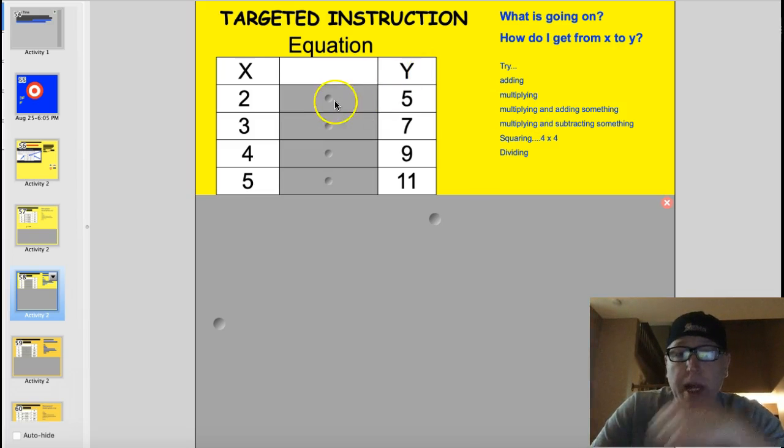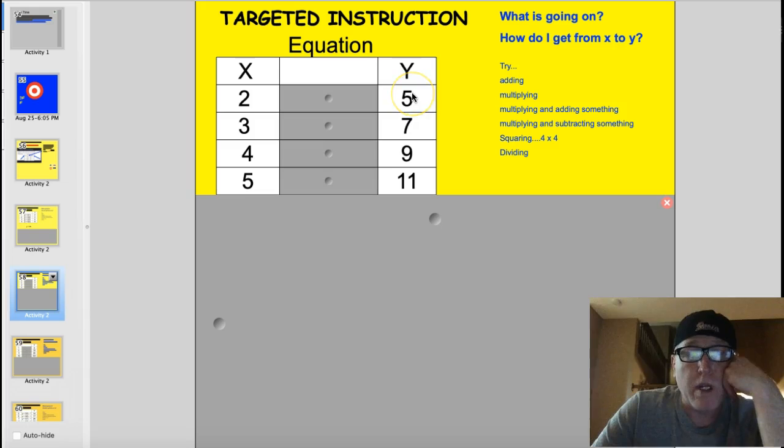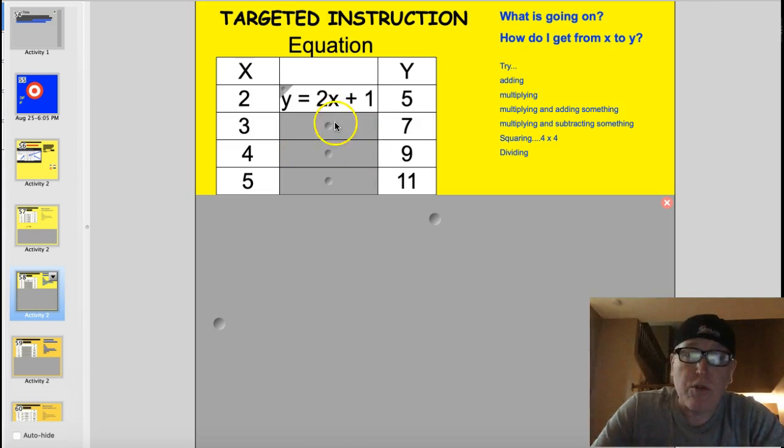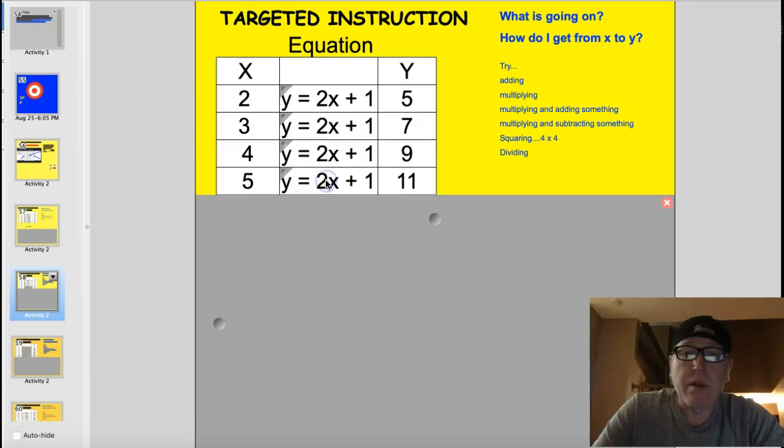So let me try multiplying and adding. 2 times 2 plus 1. That worked. 3 times 2 plus 1. Oh, I'm on a roll. 4 times 2 plus 1. There we go. I figured it out. It's times 2 plus 1. That's where it is. Times 2 plus 1.